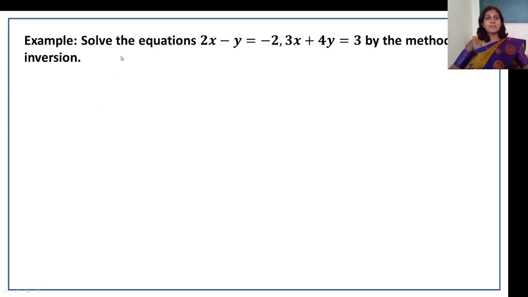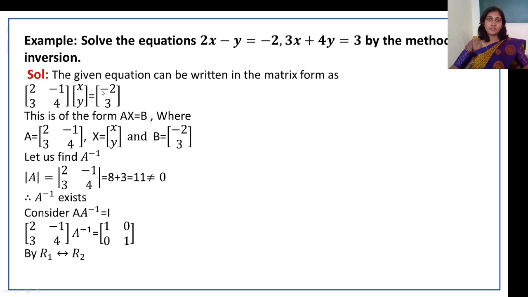Then the next example, solve the equations 2x minus y is equal to minus 2, 3x plus 4y is equal to 3 by the method of inversion. Firstly, we have to write these linear equations into a matrix form. So write here these linear equations into a matrix form.